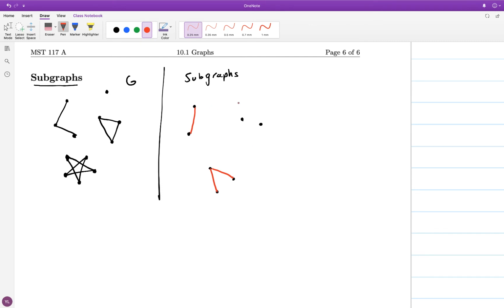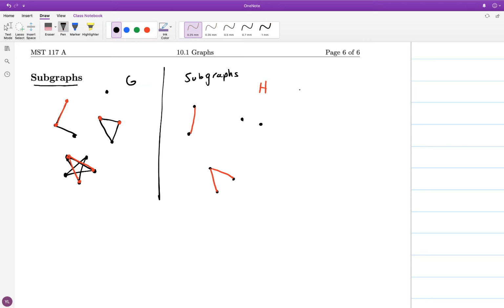So this other graph, we could call it H, is a subgraph of the graph G because it is a graph in its own right. So it is a collection of points and lines, and the lines connect together pairs of points. Here and here. And it coincides completely with a subset of G. So H is a subgraph of G.